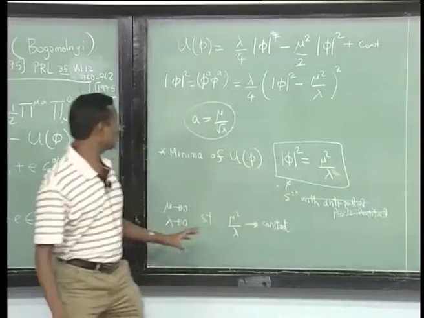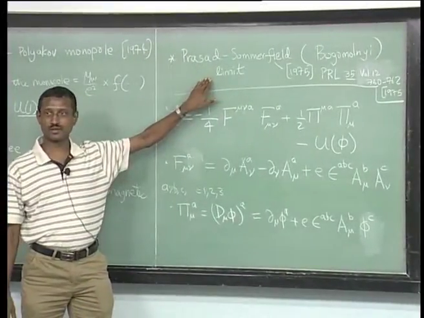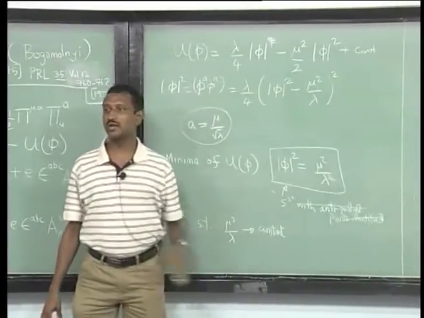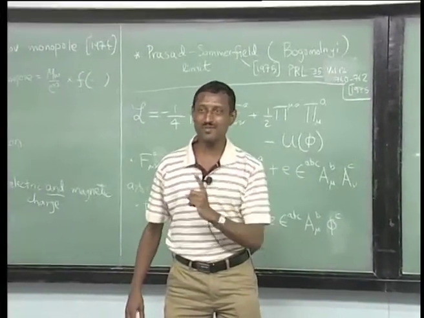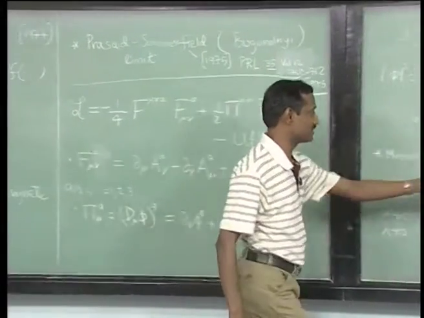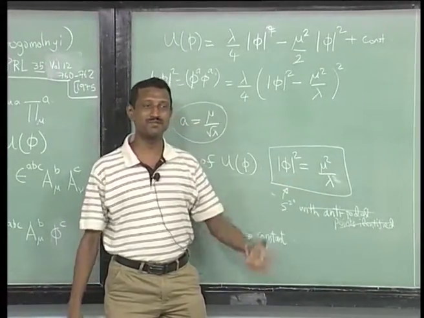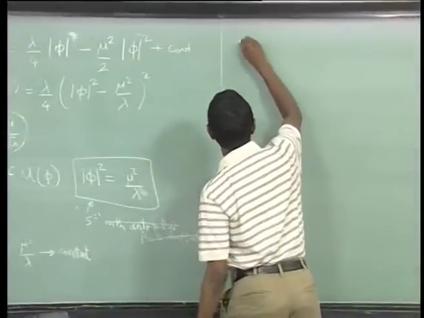Okay. So, this is what is the Prasad-Sommerfield limit, and that is what makes life a lot easier. You can see that all U of phi can be forgotten, but the only memory of that is this, and this is the biggest simplification in this problem. Okay. So, the thing is to find the Euler-Lagrange equations of motion.